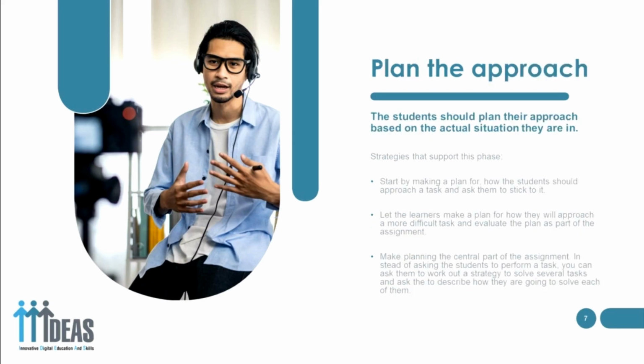Now, the next part is to teach the learners how to plan their approach in solving a task. There are 3 steps here. First, make a plan for the students and have them follow it. Then have them make a plan for how to approach a certain problem and stick to it. And then you can make assignments where the assignment primarily is about making strategies on how to perform tasks, and then you discuss these strategies with the students before they actually delve into the actual problem solving.